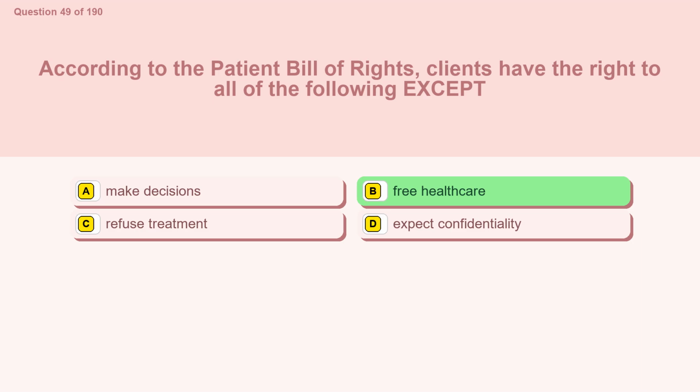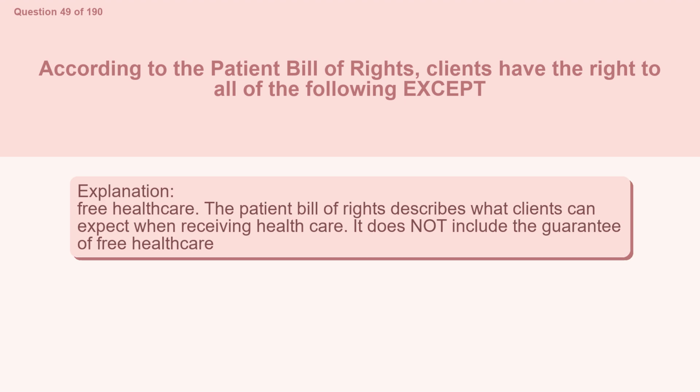The correct answer is option B, free healthcare. The Patient Bill of Rights describes what clients can expect when receiving healthcare. It does not include the guarantee of free healthcare.